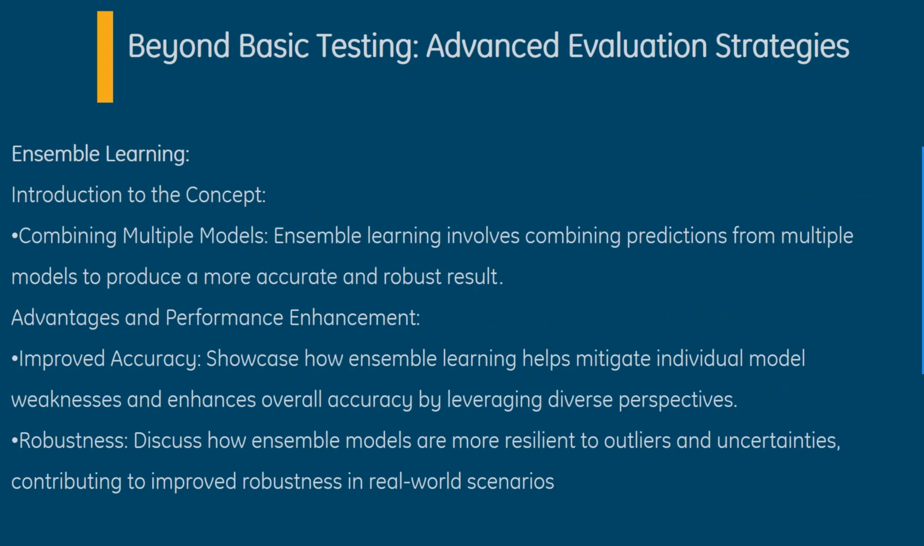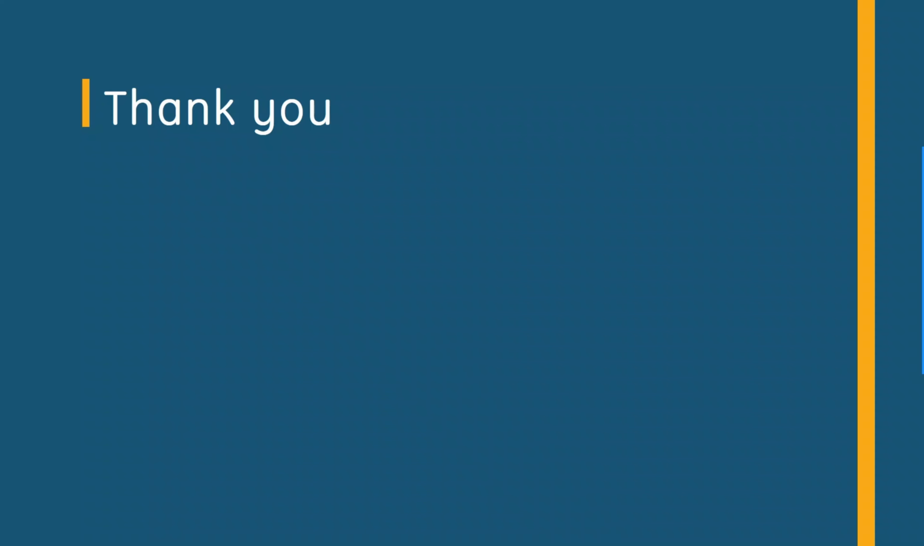The advantages are performance enhancement and improved accuracy. Showcase how ensemble learning helps to mitigate individual model weaknesses and enhance overall accuracy by leveraging diverse perspectives. Then we have robustness. Discuss how ensemble models are more resilient to outliers and uncertainties and contribute to improved robustness in real world scenarios.